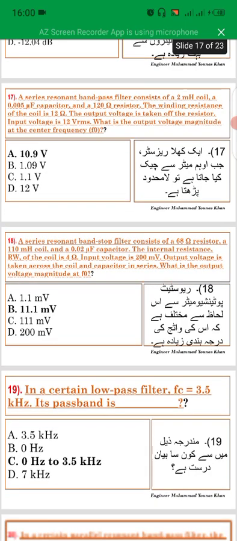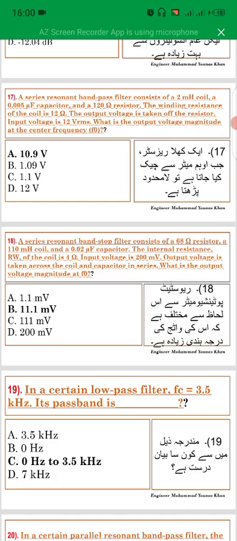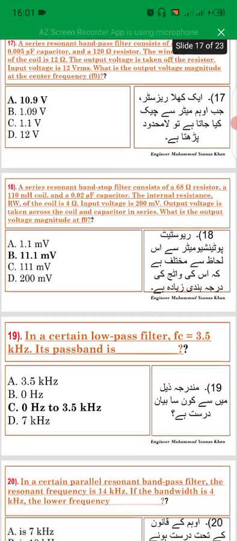A series resonant band pass filter consists of a 2 mH coil, a 0.002 microfarad capacitor and a 120 ohm resistor. The winding resistance of the coil is 12 ohm. The output voltage is taken off the resistor. Input voltage is 12 RMS. What is the output voltage magnitude at the center frequency F0? 10.9 volt.